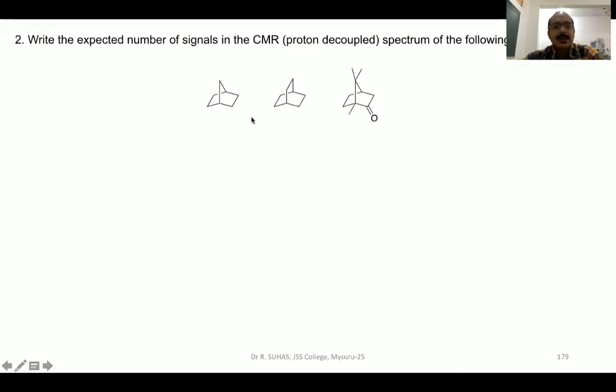So in this compound, we have to first observe how many types of carbons are there. There are CH2s and CH. How many CH2s are there? 1, 2, 3, 4. This is 5. You have to observe here that these 4 CH2s, methylene groups, 1, 2, 3, and 4, are all in one environment. This CH2 is in a different chemical environment, whereas these two CH are in another chemical environment. So essentially, this compound should show 3 different signals in the CMR spectrum.